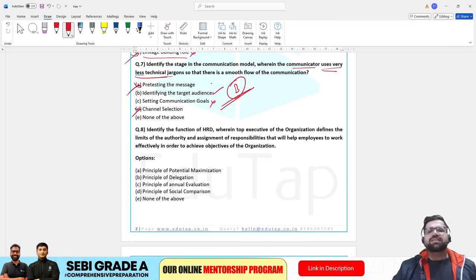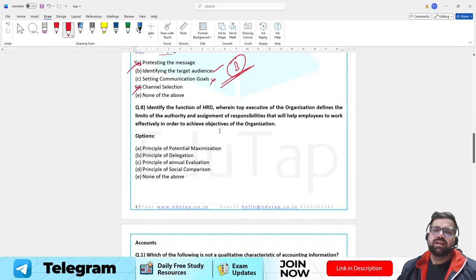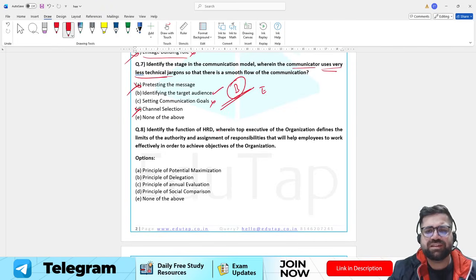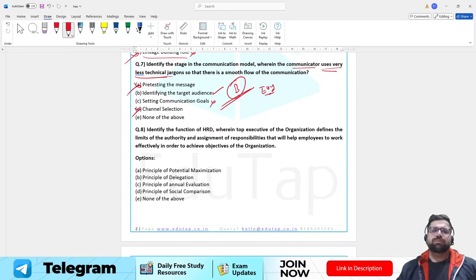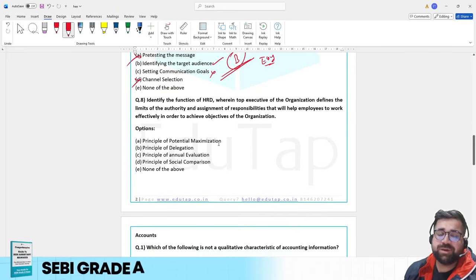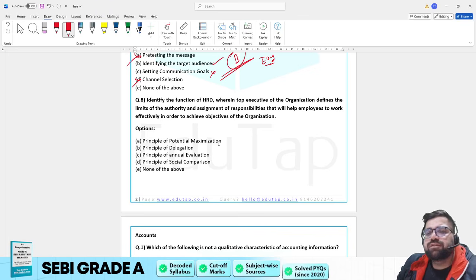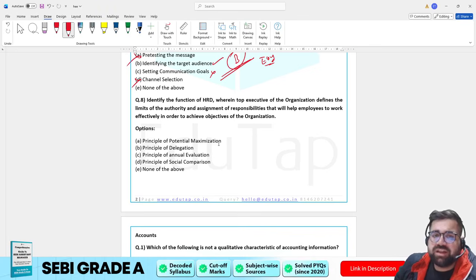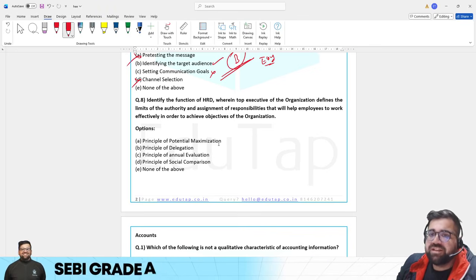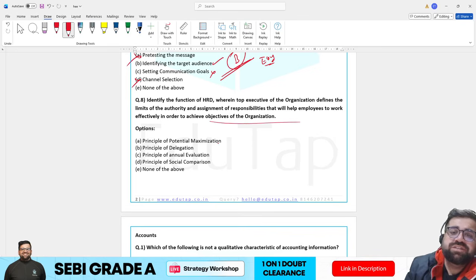Now yes, this question is not that much on the concepts, but is practical and application based. Question number 8, my friends, come on, and I will mark this question also as easy. So except for question number 6, the rest are all easy to me, at least till this particular point. Identify the function of HRD where the top executive of the organization defines the limit of authority, assignment of responsibility with the help of employees to work effectively in order to achieve organization objectives.